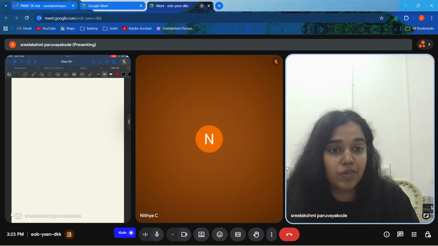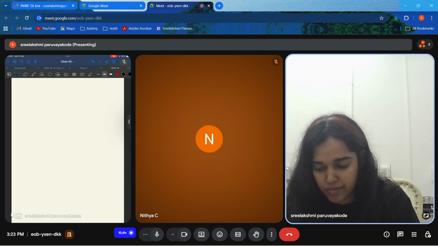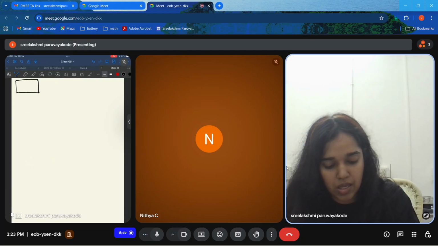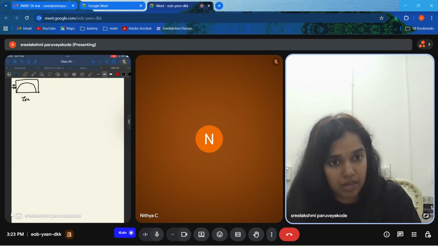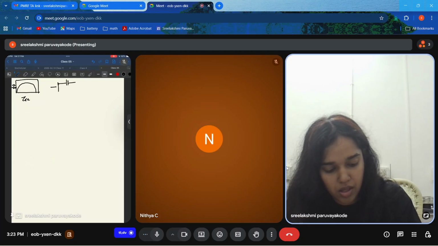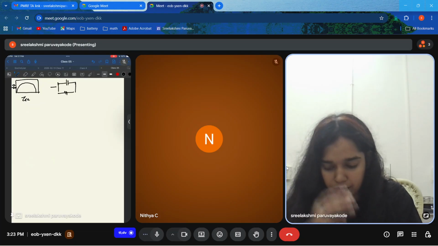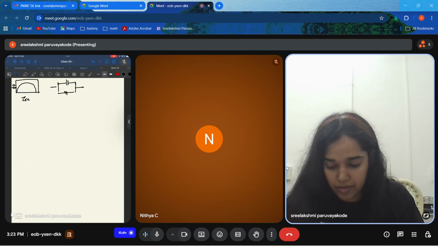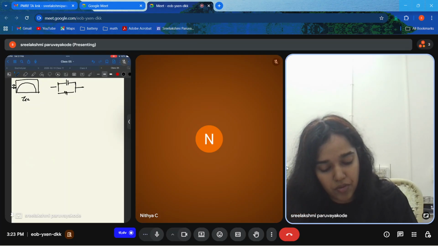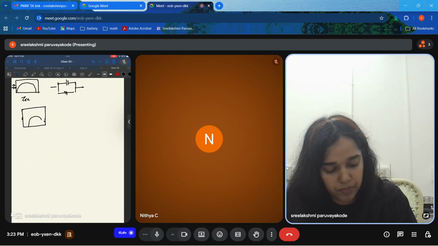Now the next one is fitting. So you have minus z imaginary, z real. You get something like this. So this is a single loop, and you can fit it using a single RC.